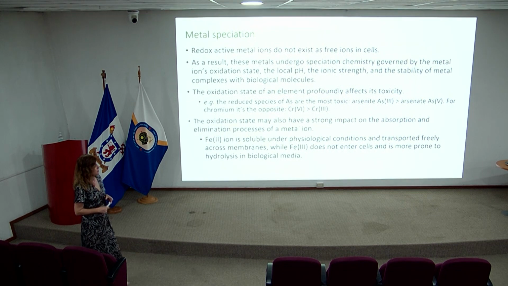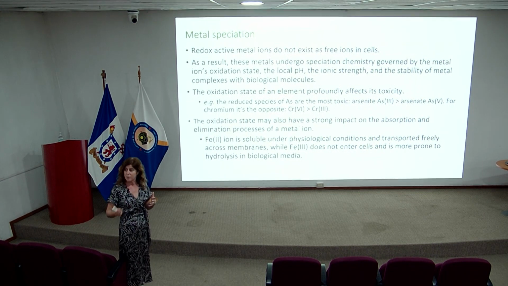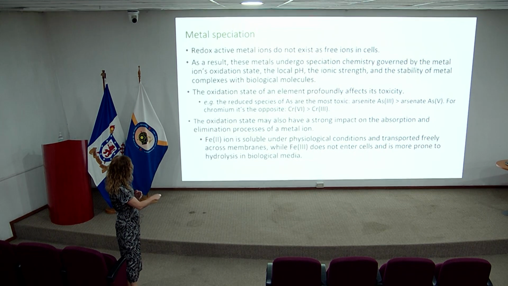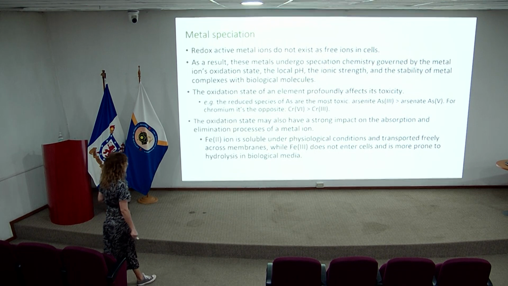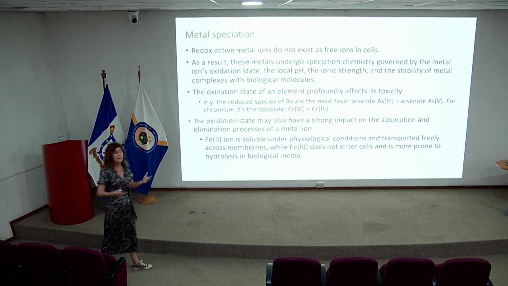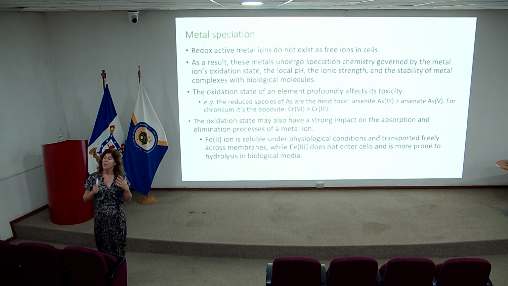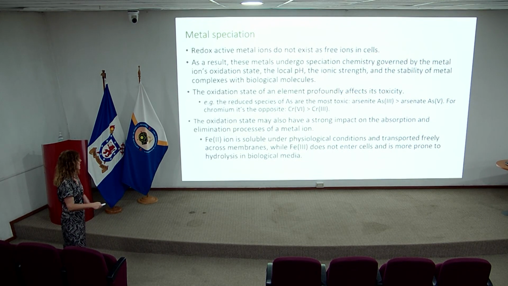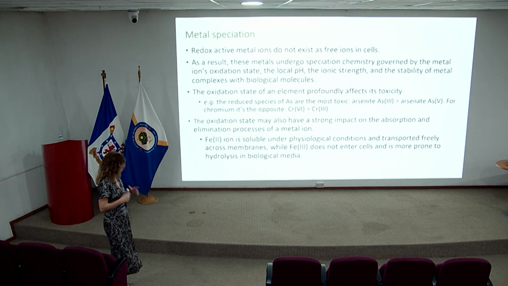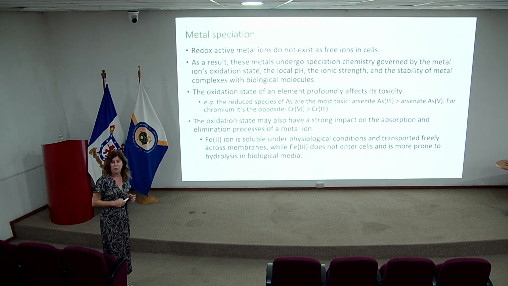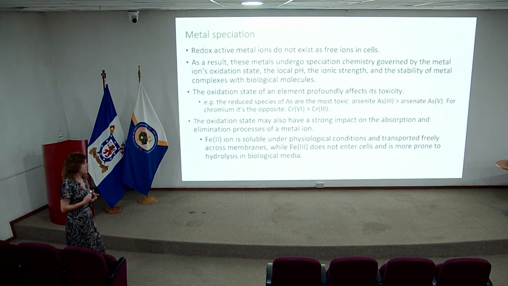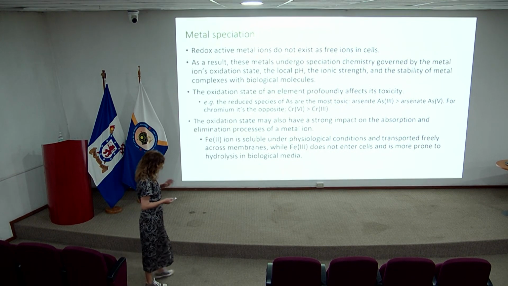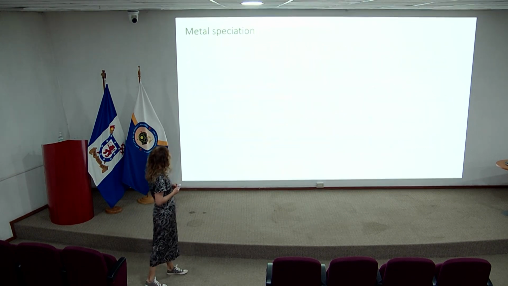It might also have a strong impact on the absorption of the metal ion, and a classical example is iron 2, which is quite soluble in physiological conditions, and it crosses the membranes through transporters, while iron 3 basically does not enter the cells and is more prone to hydrolysis in biological systems. So hydrolysis for metal ions is a problem in terms of their speciation in aqueous solutions.